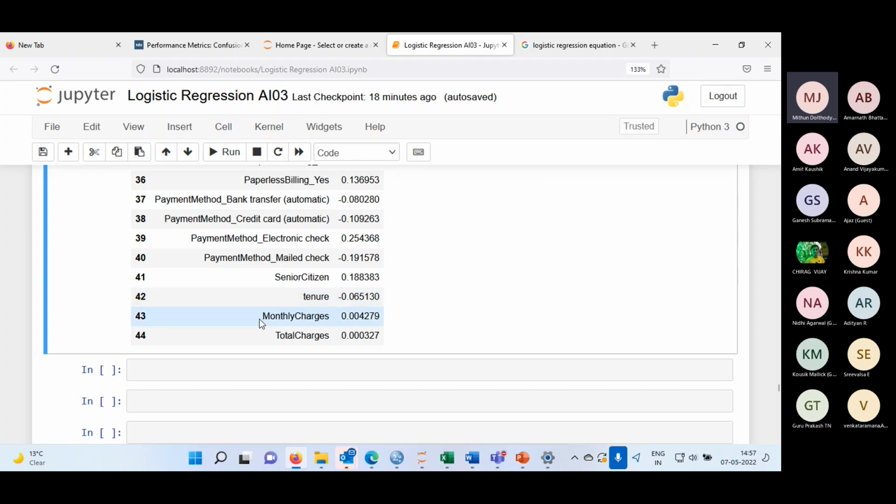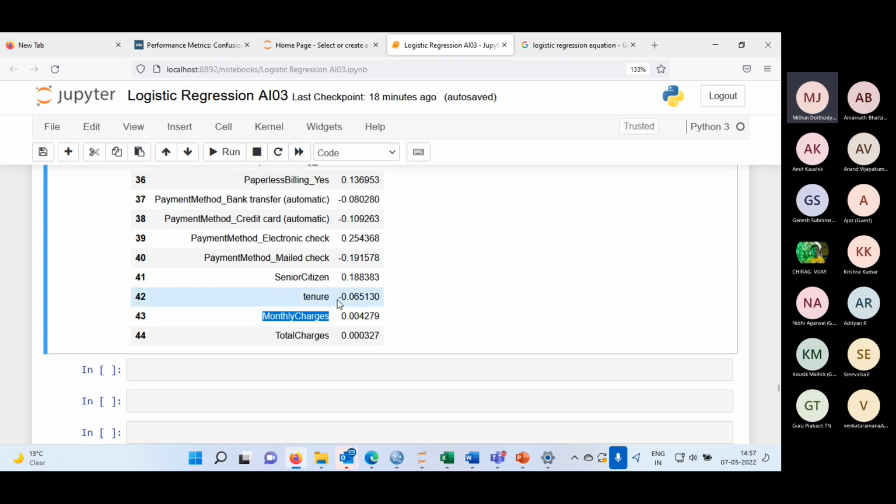Now you look at the next variable, the 43rd variable, which is monthly charges. If the monthly charges go up by 1 unit, then the propensity to churn will also go up. Why am I saying it will go up? Because it's a positive sign. So if there is a positive sign here, this particular variable will have a positive impact on the propensity to churn.